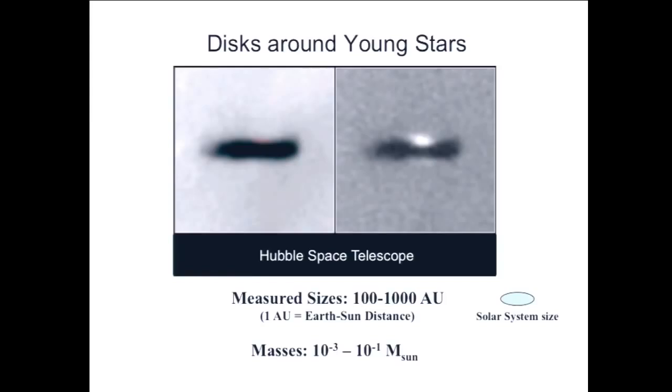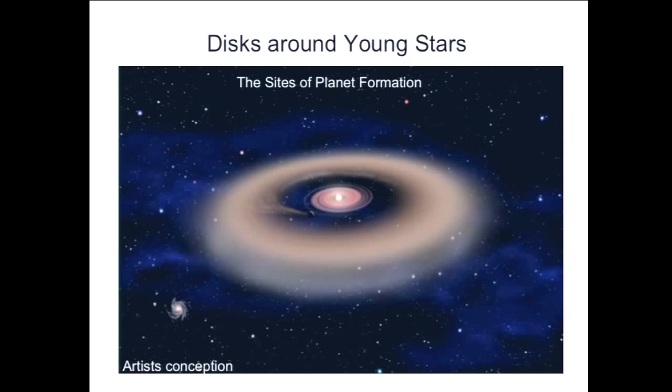And we think it's in these disks where the planets in our solar system and planets around other stars actually form. So we don't yet have pictures that are good enough to really see in exquisite detail planets in these disks around newly forming stars. We're just starting to get there with the technology, the telescope technology we have. So instead, I'm going to show you an artist's conception of what it might look like.